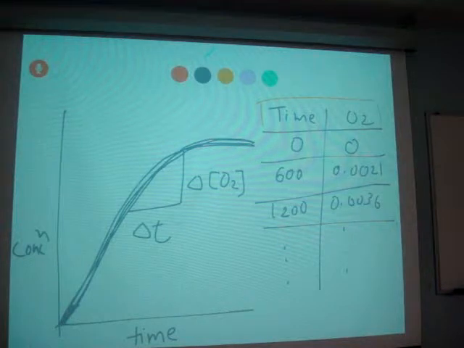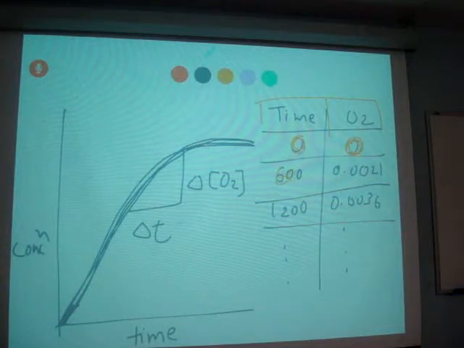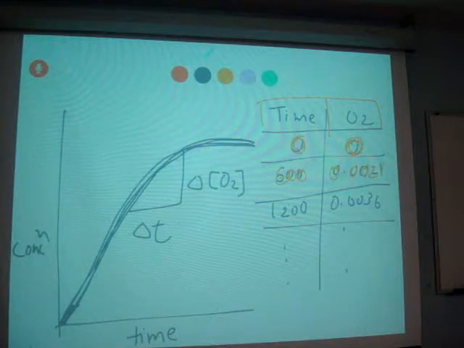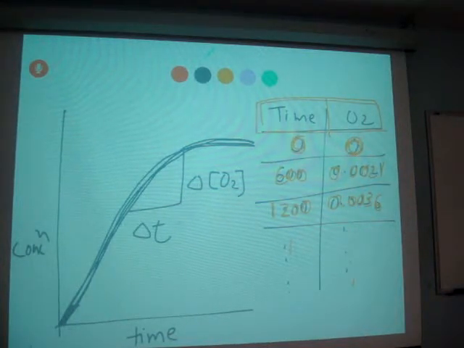So let's say at time 0 seconds, you get 0 oxygen. At 600 seconds, you get 0.0021 molarity of oxygen. At 1200 seconds, you get 0.0036 molarity of oxygen, and so on and so forth. Now this is the experiment.